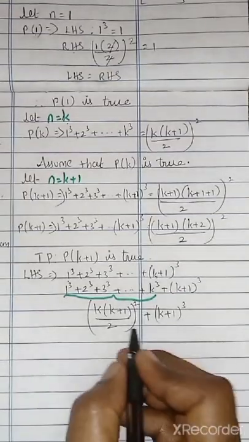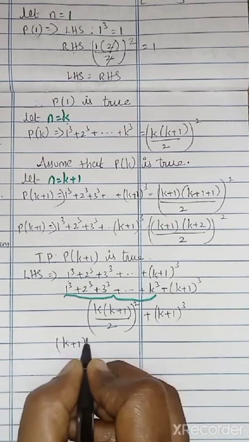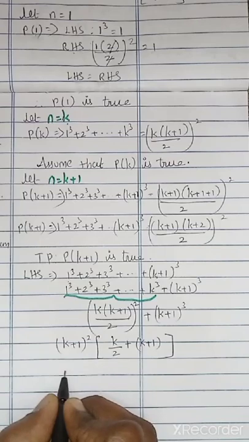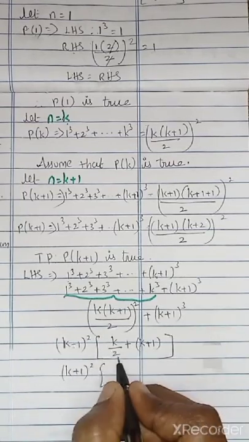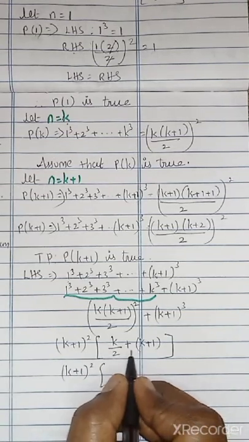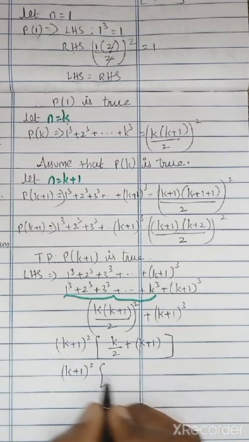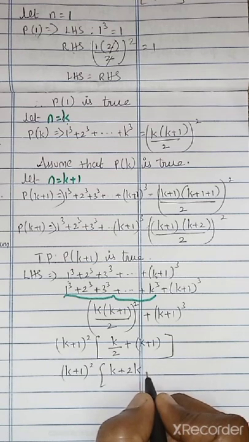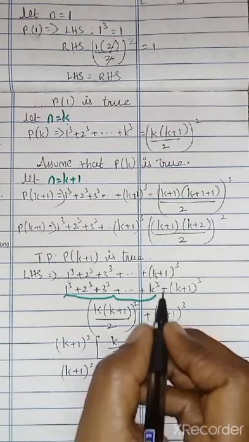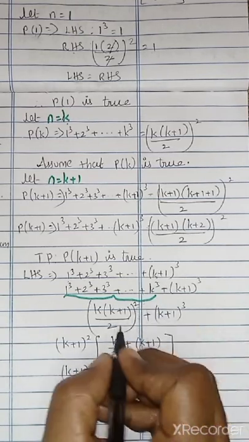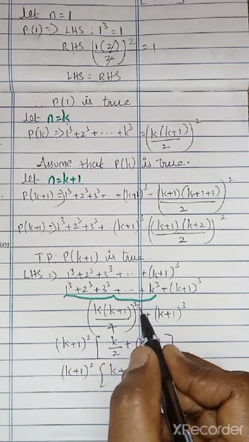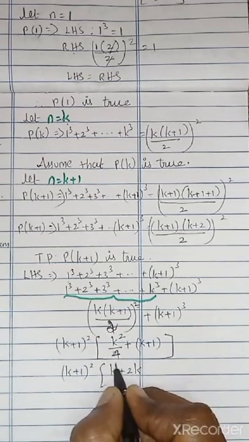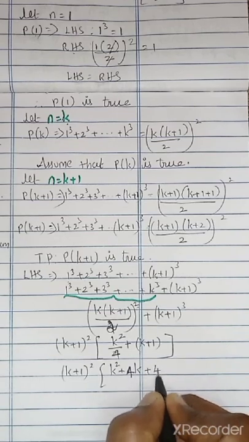Okay, now we can take common. k plus 1 square we can take common. If I take k plus 1 the whole square common, I will get k by 2 plus k plus 1. Again, if I simplify this, k plus 1 the whole square, taking LCM, this will become k plus 2k plus 1. Okay, here I made a mistake. 2 2s are 4 only, no? Correct? Because this is square, this will become 2 2s are 4. This is also k square, k square by 2 2s are 4. So k square plus 4k plus 4 divided by 4.